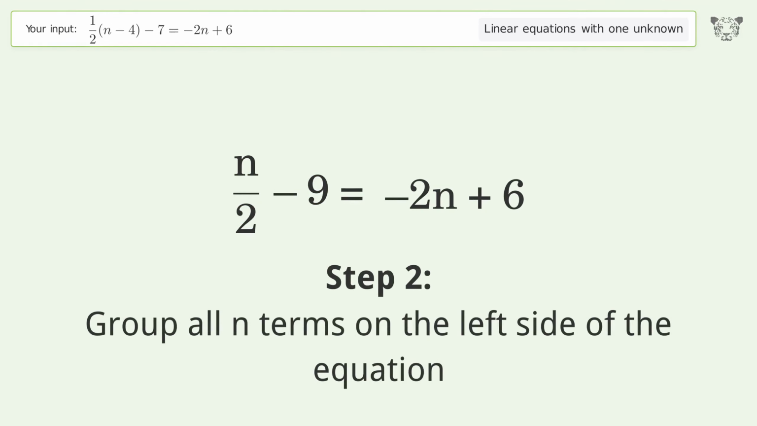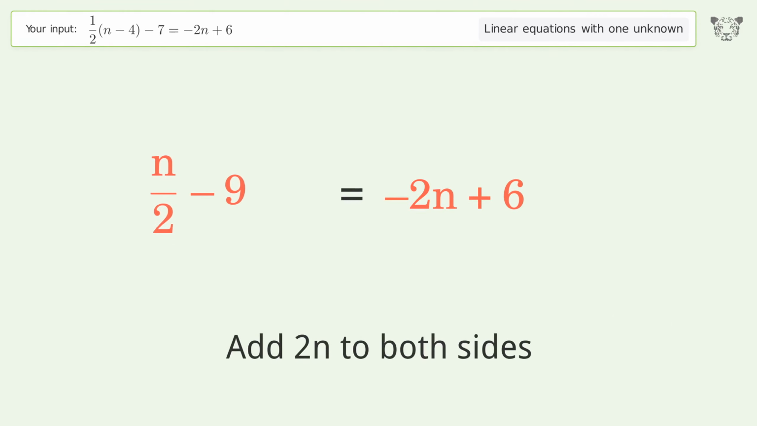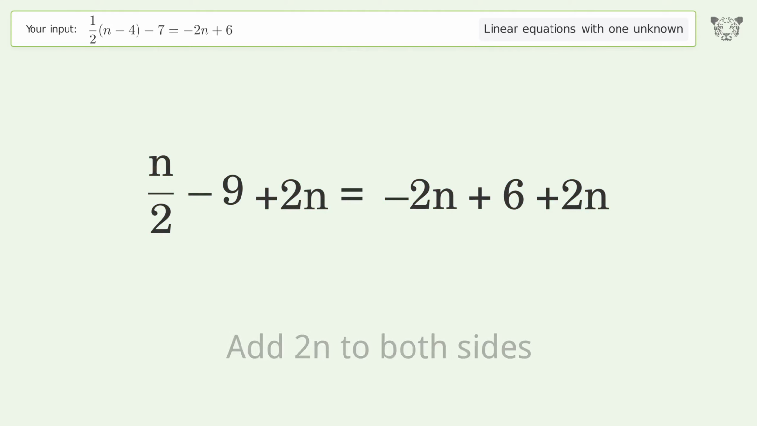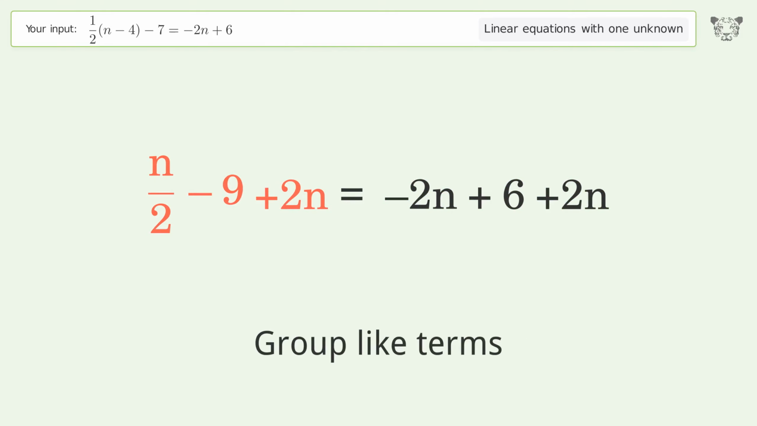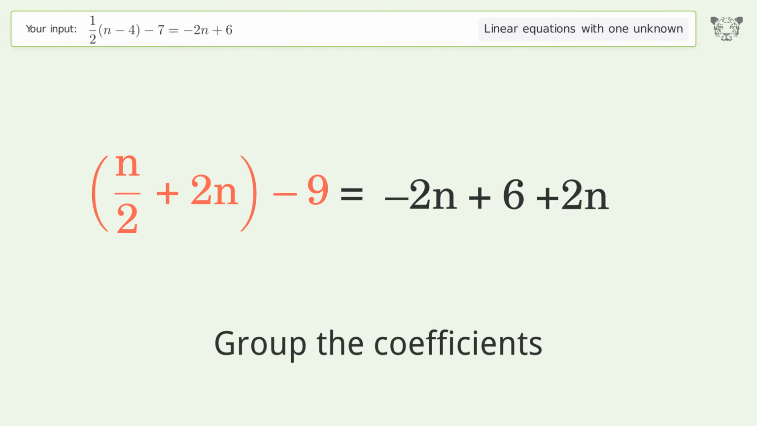Group all n terms on the left side of the equation. Add 2 to both sides. Group like terms. Group the coefficients.